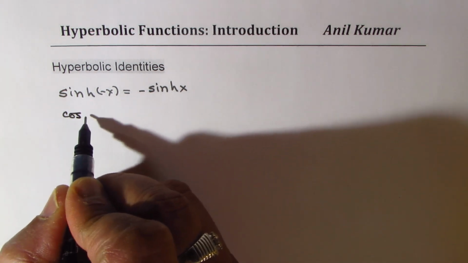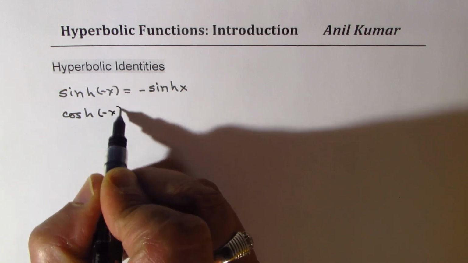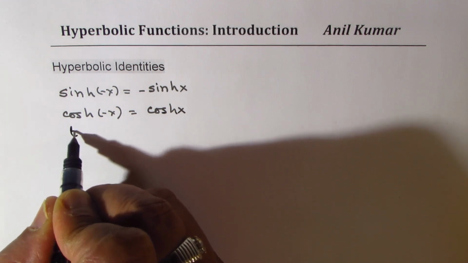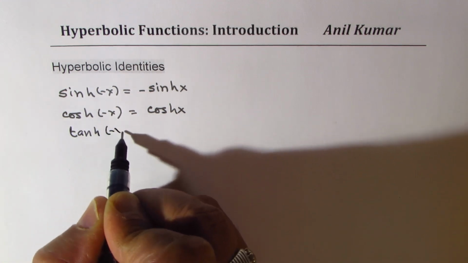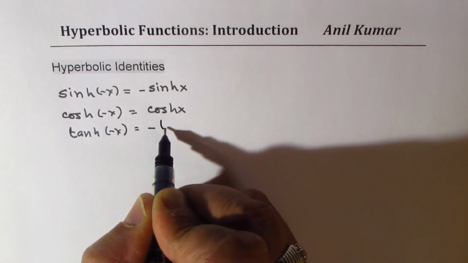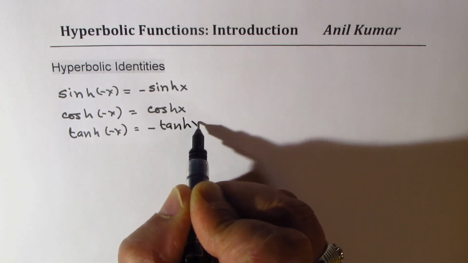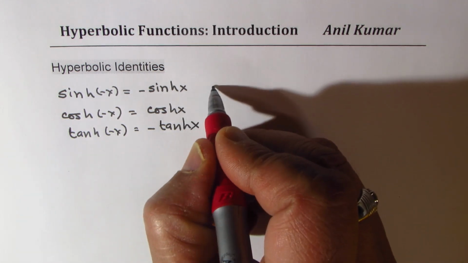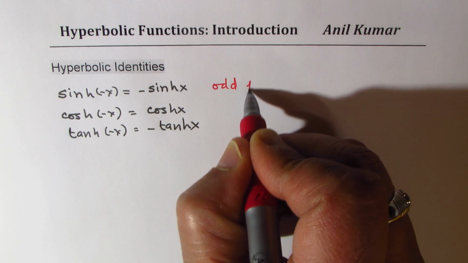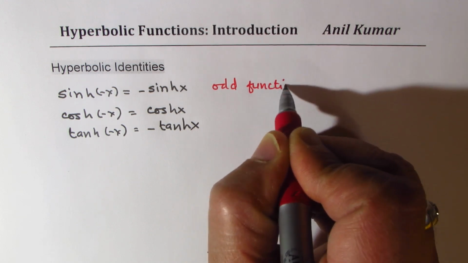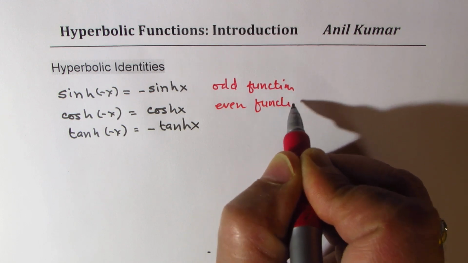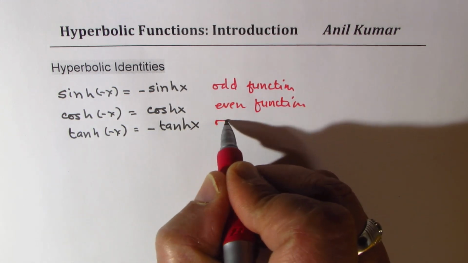Similarly, cos hyperbolic minus x is equal to cosine hyperbolic x, and tan hyperbolic minus x is minus of tan hyperbolic x. Now you saw that this is because sine is an odd function, right? Cosine is an even function, and tan is again an odd function.